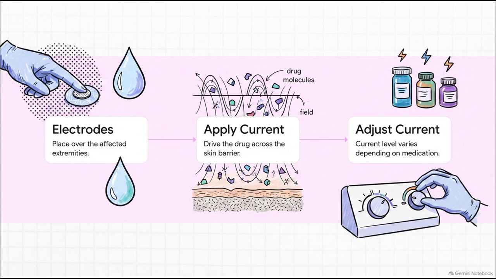Step 1. The clinician carefully places electrodes or plates over the affected extremities, prepping the site with that specific charged substance. Step 2. They apply the electrical current, which creates the physical driving force to push the drug across the skin barrier. And Step 3. The clinician has to actively monitor and adjust the level of current because, you guessed it, the exact electrical requirements vary depending on the specific medication being used. You just can't do this safely without being right there, one-on-one with the patient.